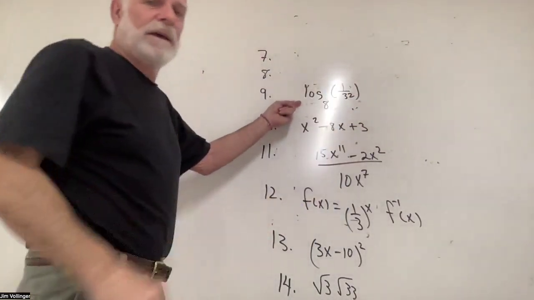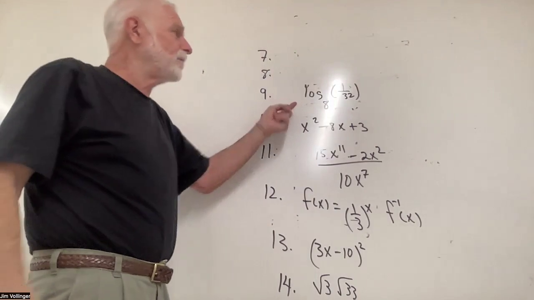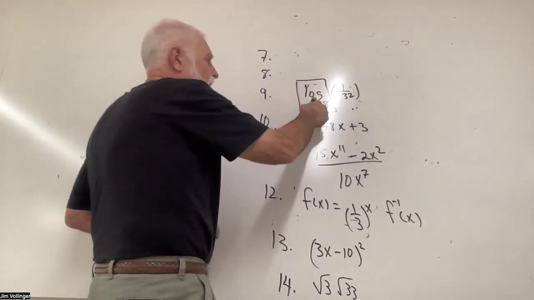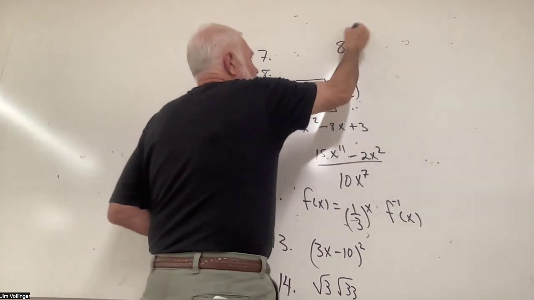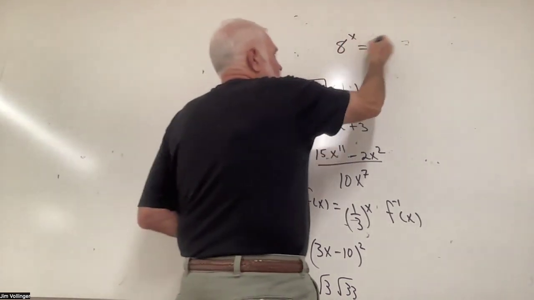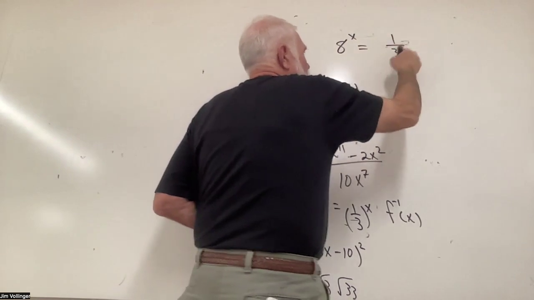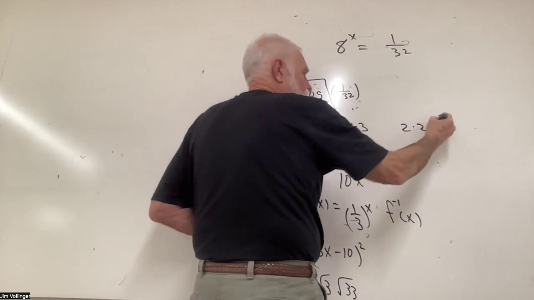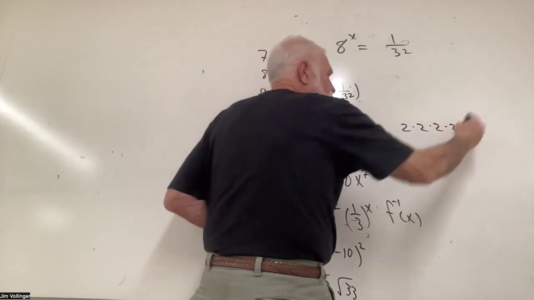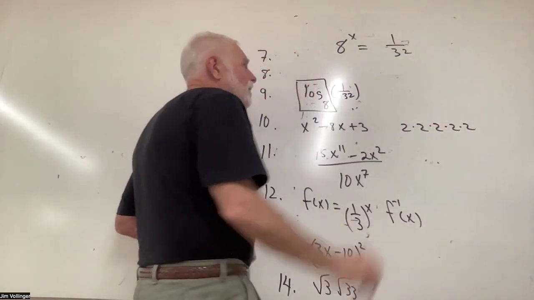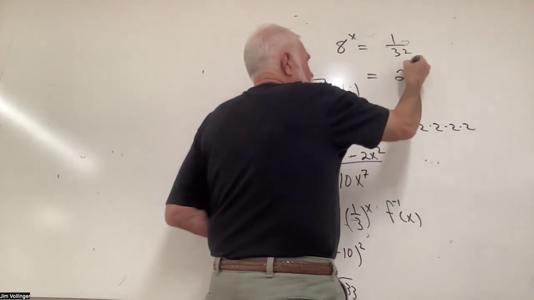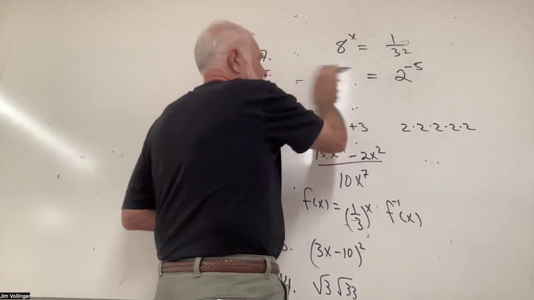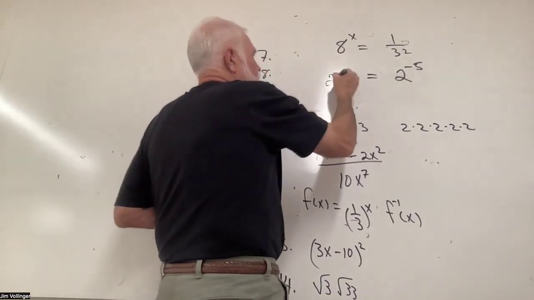Can't evaluate this if you don't know what it's asking you to do. First day of class, we looked at log of 8. That means I'm looking for the exponent on top of 8 that gives me 1 over 32. I'm trying to expose you to multiples of 2. 2 times 2 is 4, times 2 is 8, times 2 is 16, times 2 is 32. So this could have been written as 2 to the -5. I think we've done that enough that I can get away with saying that. 8 can be written as 2 cubed.